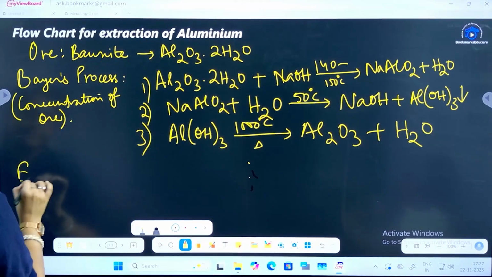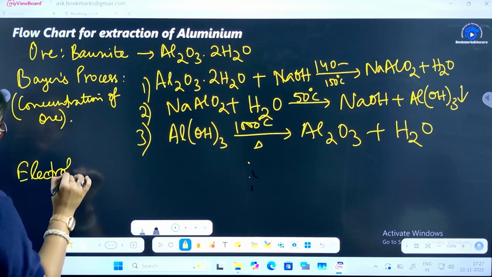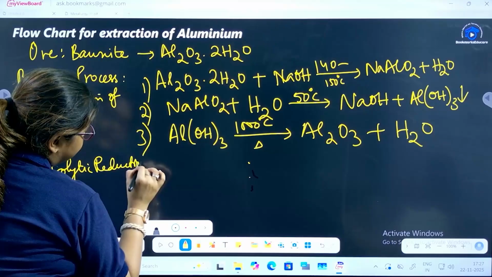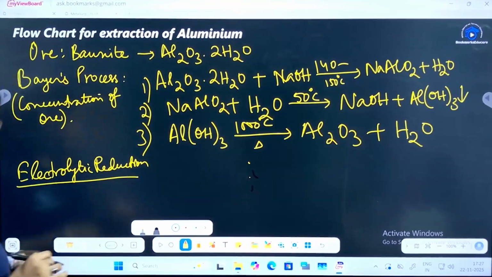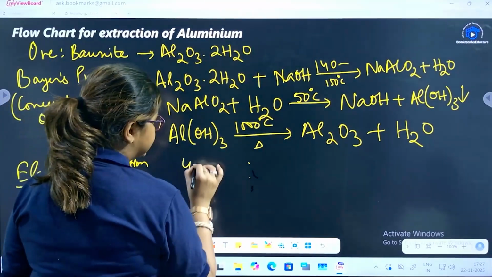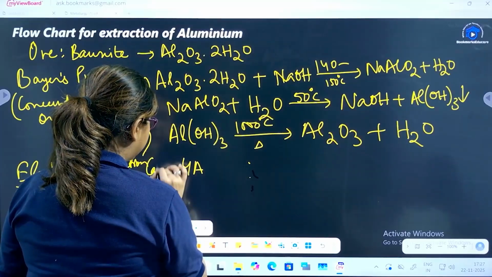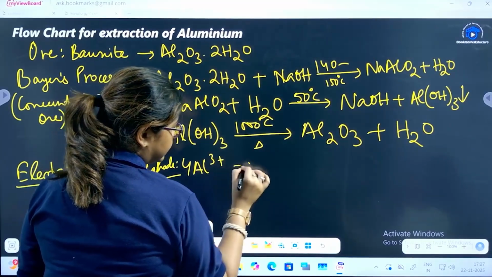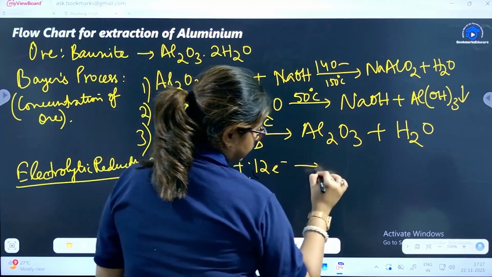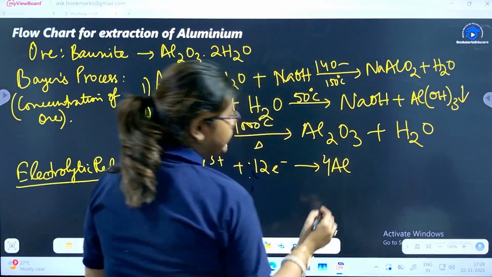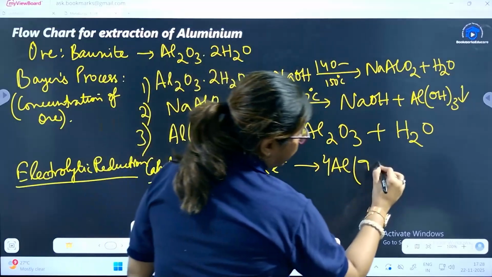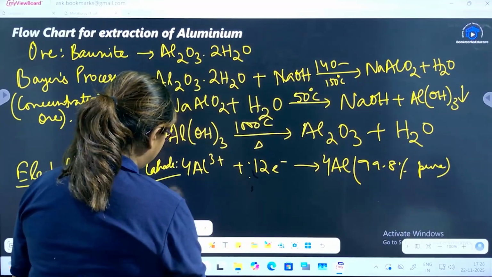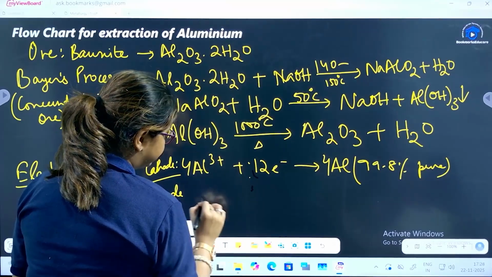Next is electrolytic reduction, right? Here what happens at the cathode? Pure aluminium, this is 99.8% pure. And in the anode reaction, what happens?